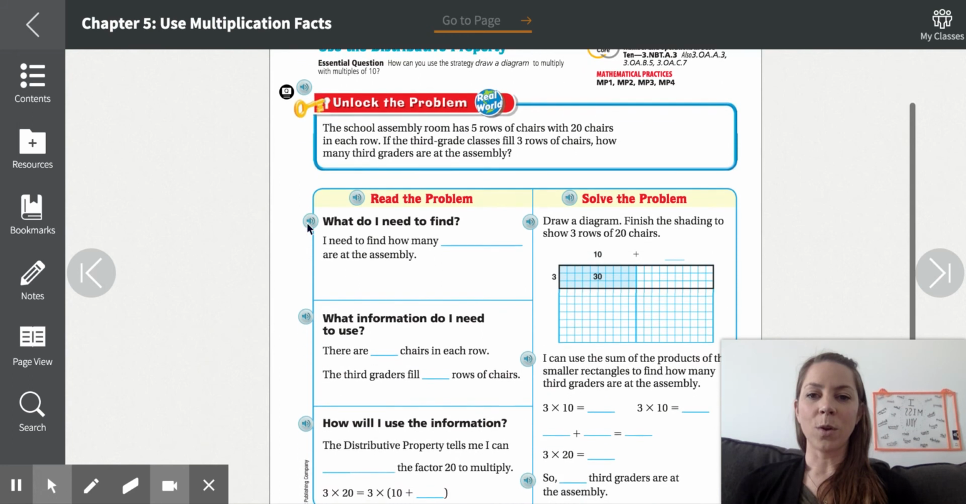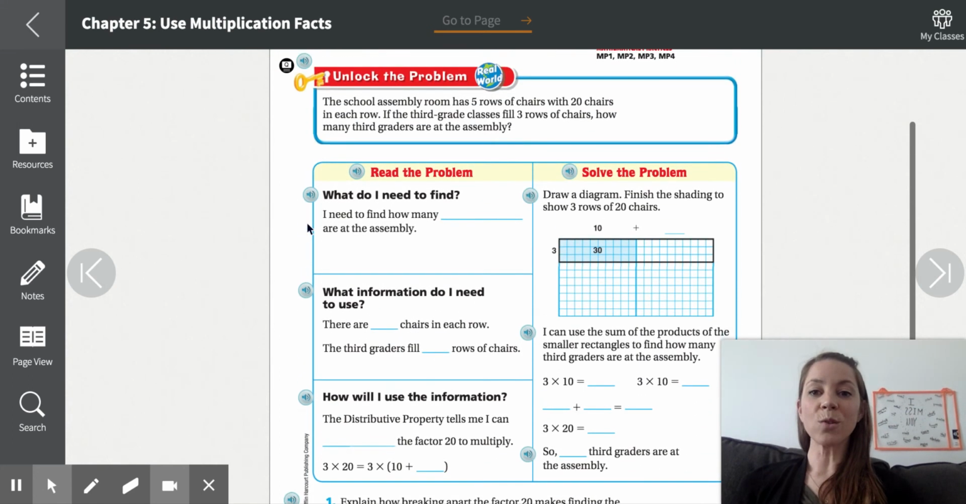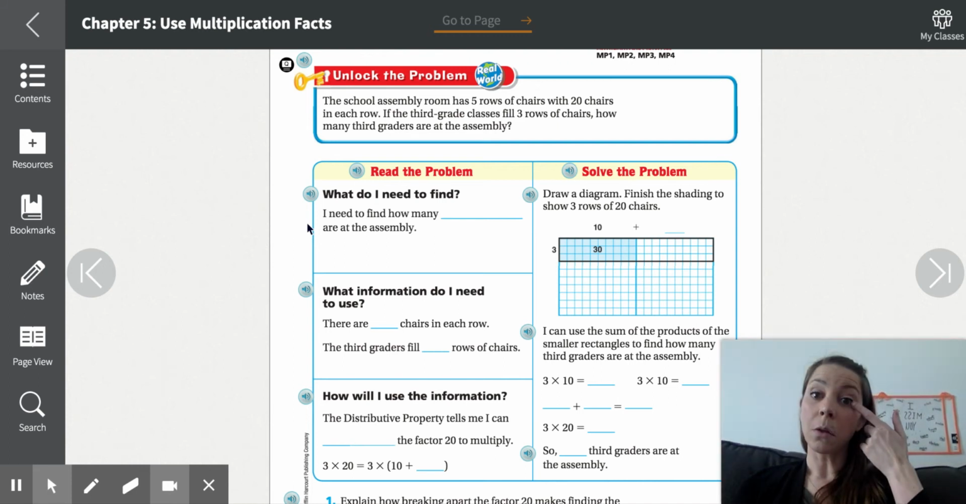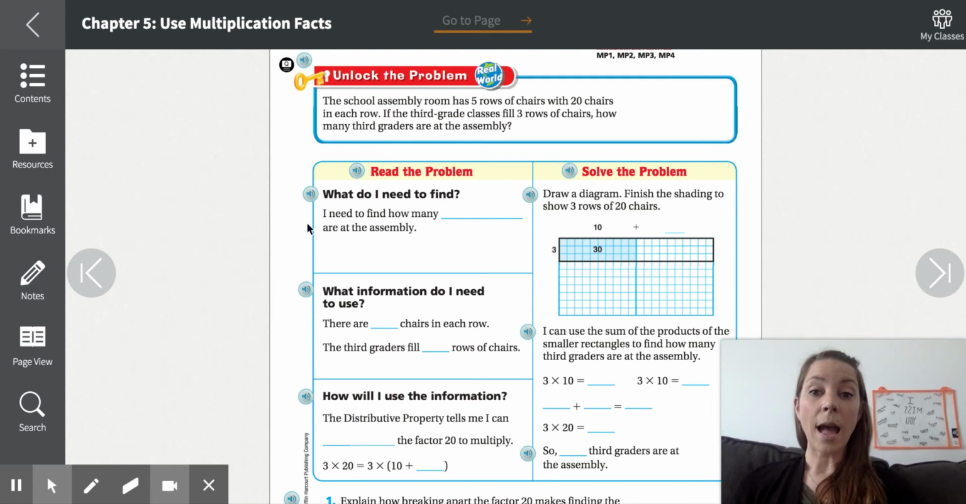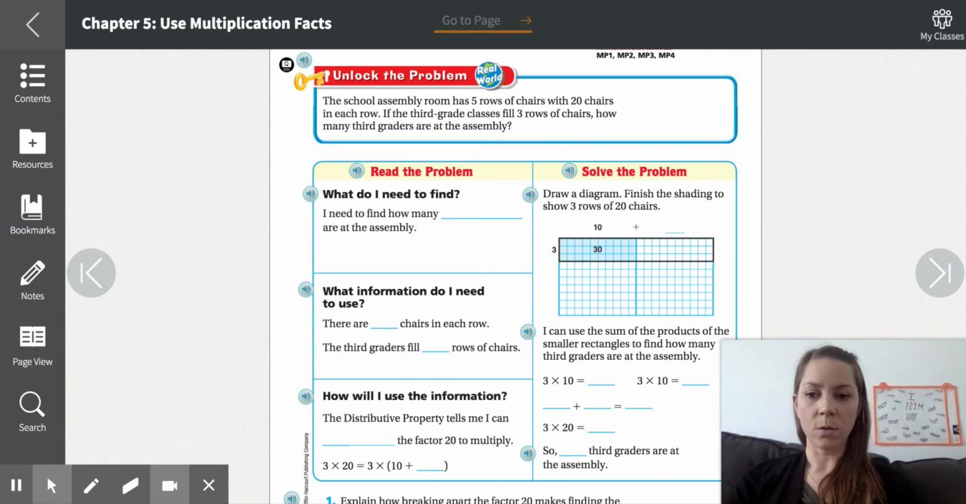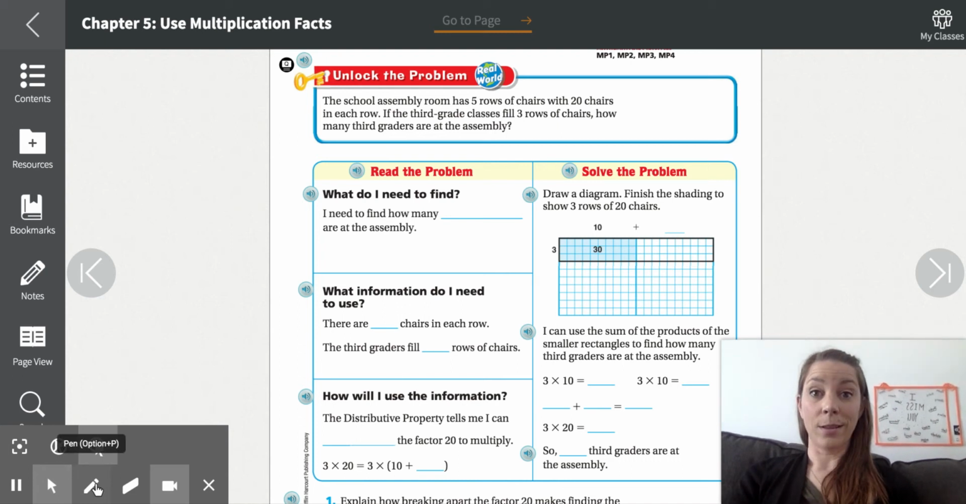All right, so unlock the problem. The school assembly room has 5 rows of chairs with 20 chairs in each row. If the third grade classes fill 3 rows of chairs, how many third graders are at the assembly? All right, so this again has an extra clue that we're not used to seeing. So let's go through one step at a time to see how we can solve this one.